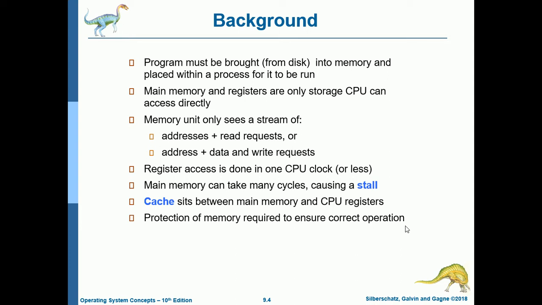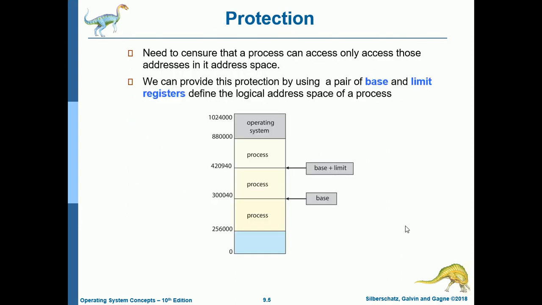In a real world application, one solution to make your system faster is to add additional RAM, or random access memory, to your computer. Next, we have a cache that sits between main memory and CPU registers, and then protection of memory is required to ensure correct operation. We need to ensure that a process can access only those addresses in its address space. We can provide this protection by using a pair of base and limit registers.